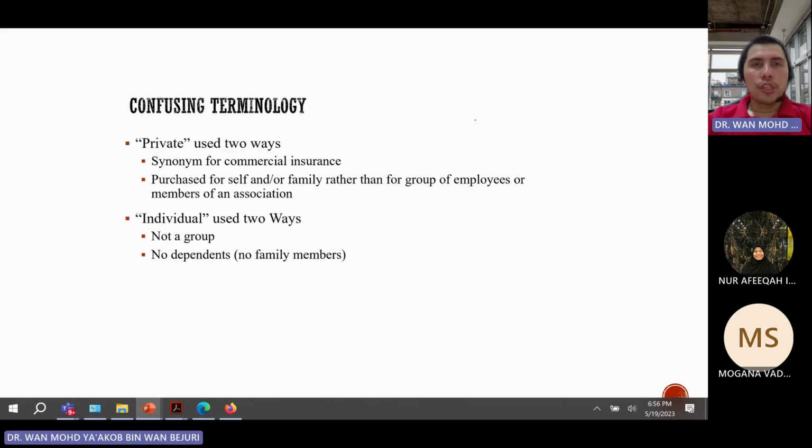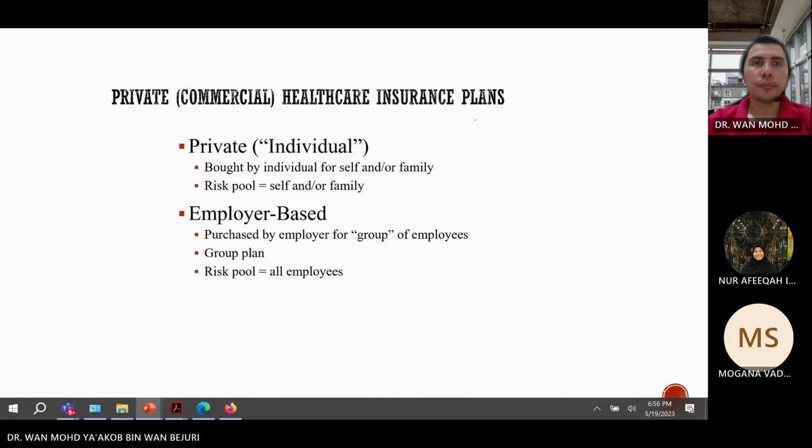So this is confusing terminology. Private is a synonym for commercial insurance. It can be purchased for self and/or family rather than for a group of employees or members of an association. Meanwhile, individual means a two-way, not a group, and no dependents. For private healthcare insurance plans, there are basically two types. First is private, which is individual. Second is employer-based. Private is bought for an individual, while employer-based is purchased by an employer for a group of employees.